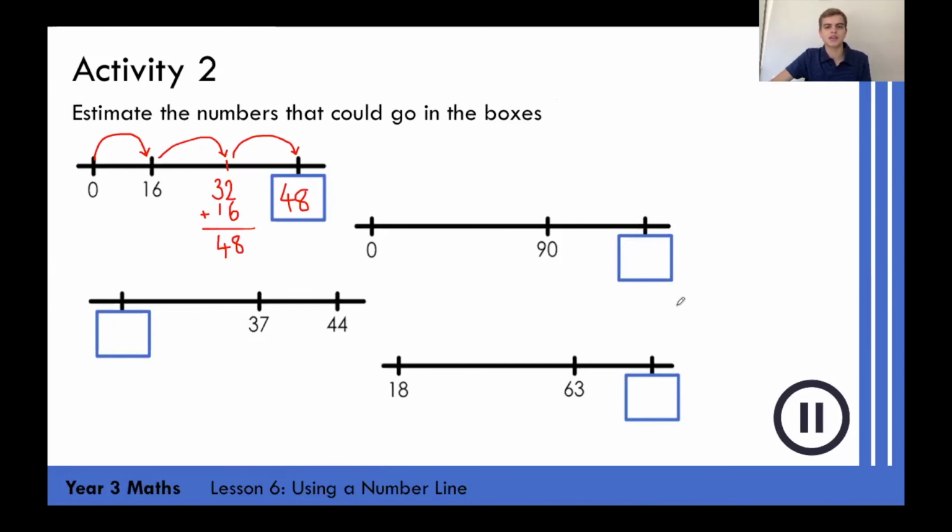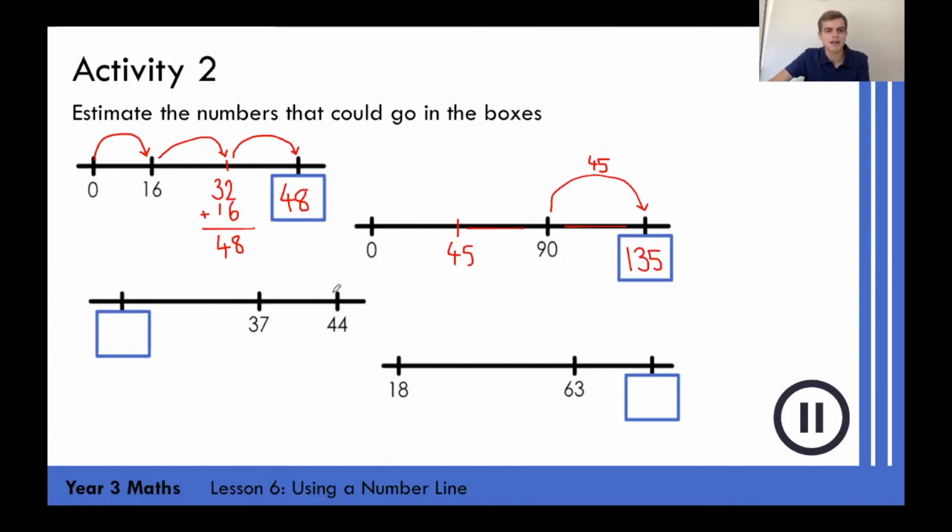Well done. Well done, everybody. This is really, really tricky, but I'm really, really proud of you for having a go. Now, I'm going to do this one over here. I'm thinking there, it's about halfway between 0 and 90. And I know that half of 90 is 45. So I think if I did 90, add another 45, because this distance looks roughly the same as this distance, 90 add 45 is 135. So that's what I think goes in that box. You might have got a different number, but I think it would be quite close to 135.